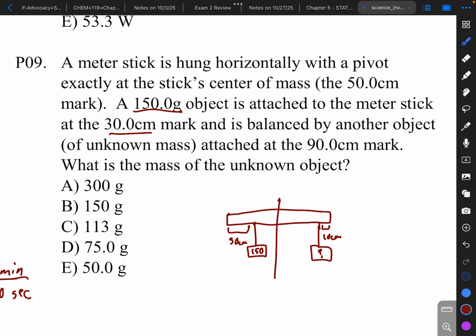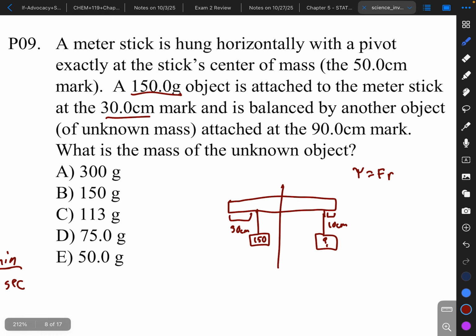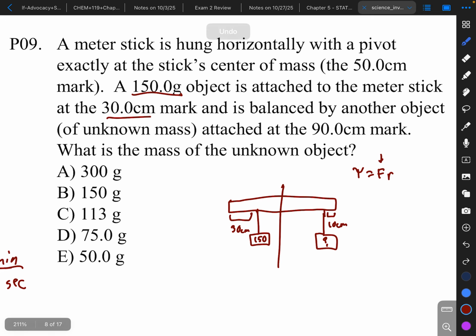This problem involves torque. Torque is basically just rotational force. The formula for torque is force times the radius away from the object. If you want to go into more complex problems, you would have force times radius times sine of theta, and theta is the angle between the radius and the force. But in this case, the radius and the force form a 90-degree angle, and sine of 90 degrees is just 1, so we don't need that right now.